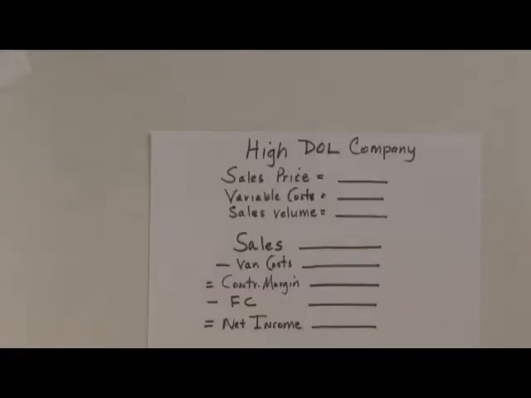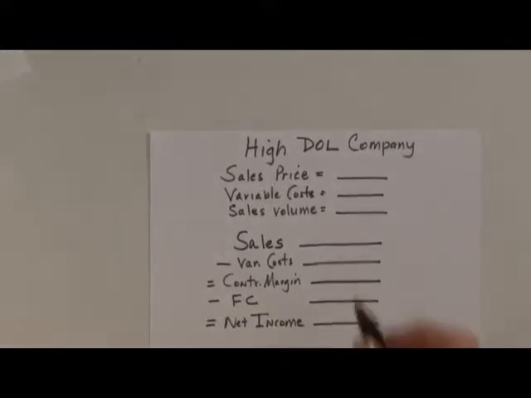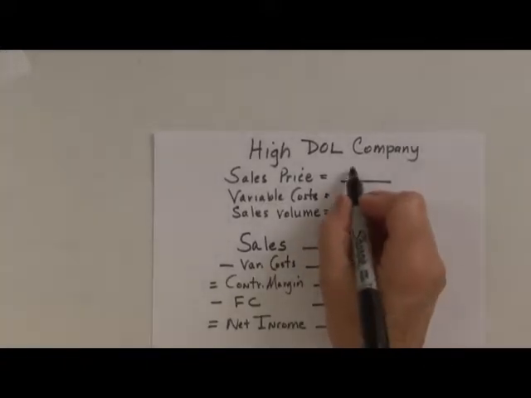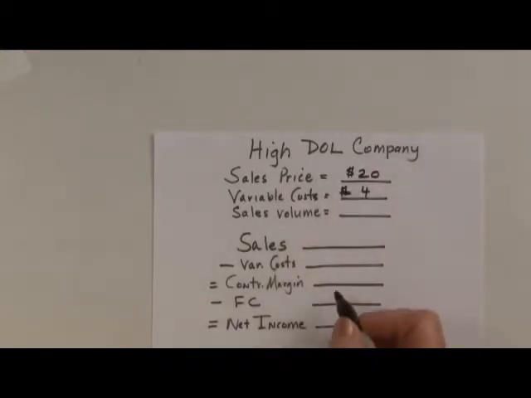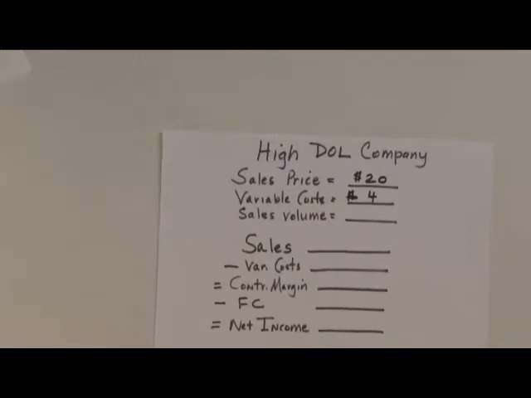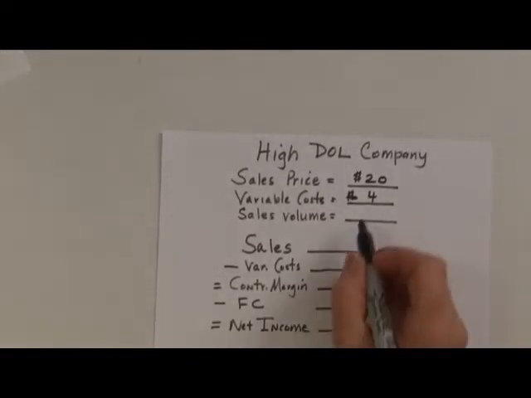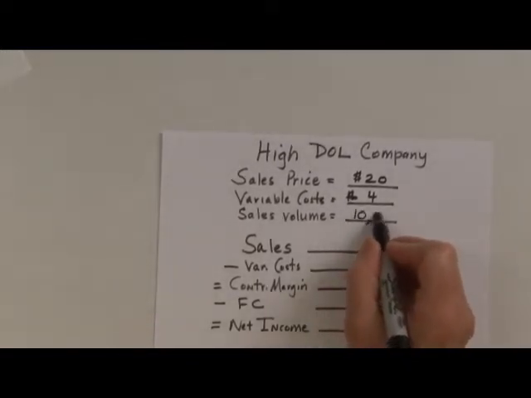Let's take a look at two companies. One's going to be one with a high degree of operating leverage, and the second company will be one with a much lower DOL. We will first look at the high DOL company, and let's say this company has a product they sell for $20 with $4 of variable cost per unit, and this would have a normal sales volume of about 10,000 units.